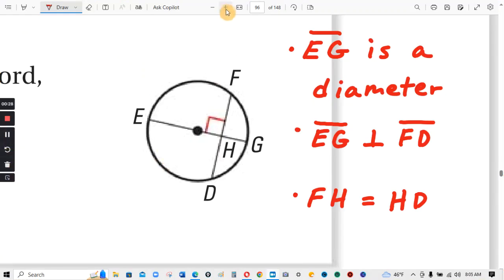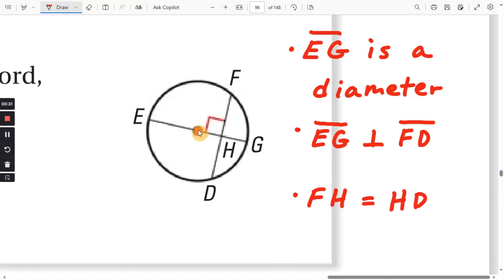All right, so in the diagram here, we can see the center of the circle right here. If a chord goes through the center, it's a diameter. So EG is a diameter, and it makes a right angle with FD. So EG is perpendicular to FD. And as a result, FH right here is congruent to HD. So if a diameter is perpendicular to a chord, the chord is bisected. So this segment is congruent to that segment right there because of the right angle.